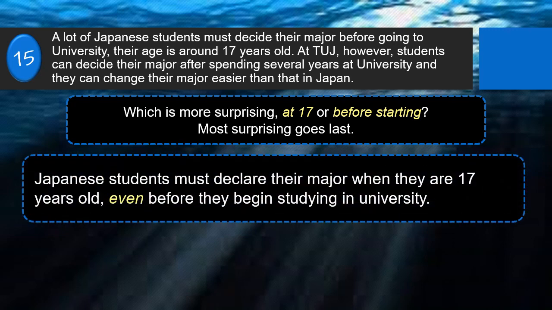Japanese students must declare their major when they are 17 years old, even before they begin studying in university. To me, declaring a major before university is really surprising. And that's why I add the word even. You could also say Japanese students must declare their major at the age of 17.